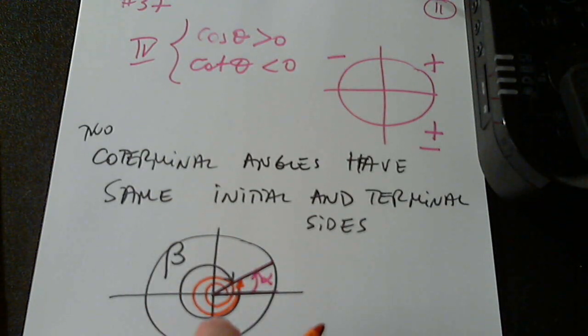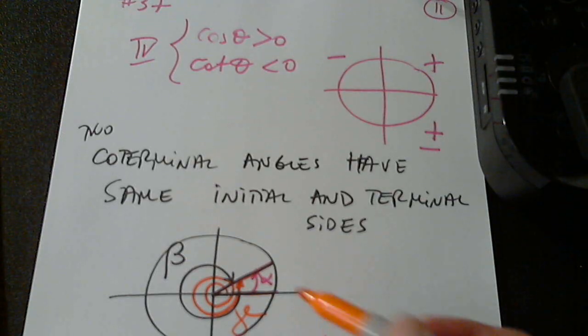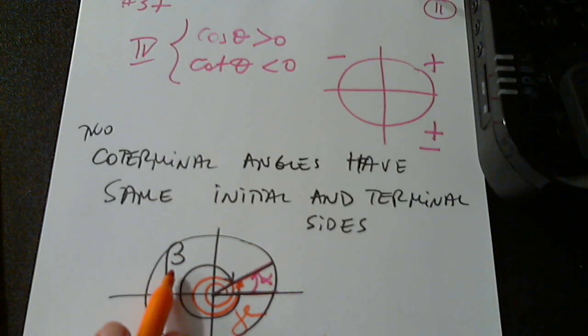Two complete rotations plus alpha. So I'm going to call this angle gamma. So gamma and alpha are coterminal angles, both positive angles. Gamma has the same initial side and the same terminal side as alpha. So alpha and beta are coterminal angles. Gamma and alpha are coterminal angles. Gamma and beta are coterminal angles. All of them are coterminal angles. Alpha and gamma are positive angles, but beta is negative.